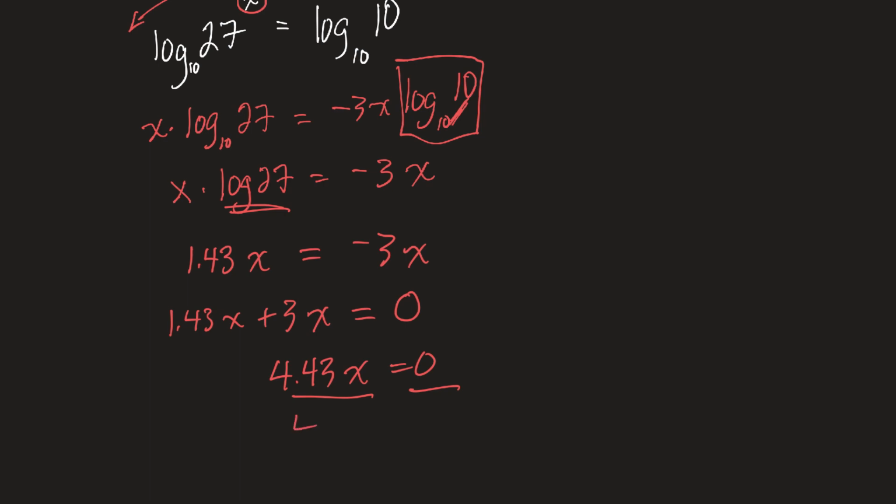Divide both sides by 4.43. Oh, and 0 divided by anything is just going to be equal to 0. So my answer to that question would be 0.